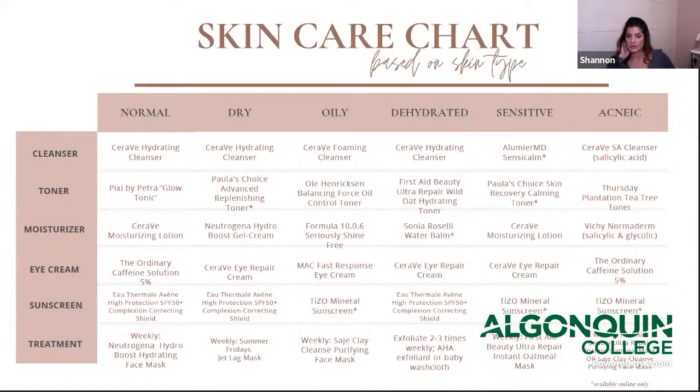Okay, and then toner, Paula's Choice again, CeraVe Moisturizing Lotion, CeraVe Eye Repair Cream, Tizo Mineral Sunscreen. This is my favorite. When I apply sunscreen, I develop the craziest rash on my cheeks. It is definitely a reaction or a sensitivity I have to chemical sunscreens. It's terrible. Like I have to use a medicated cream on it. It's almost like a chemical burn I get from chemical sunscreen. So Tizo is like the only thing my skin does not react to. So that is definitely something I highly recommend.